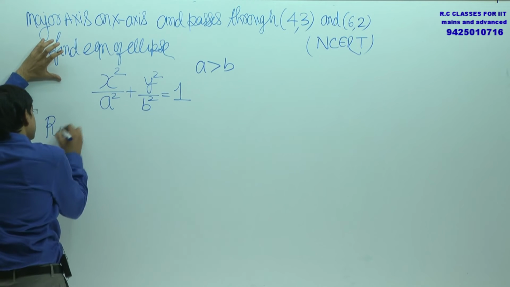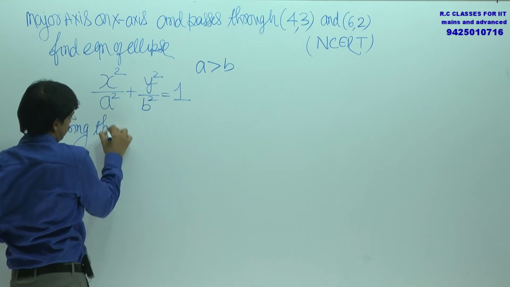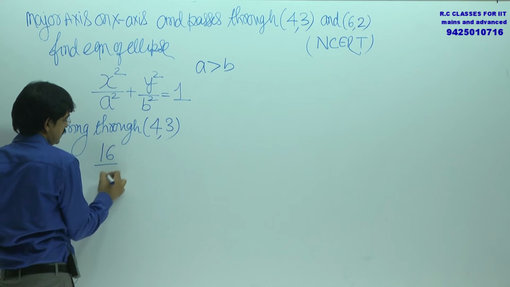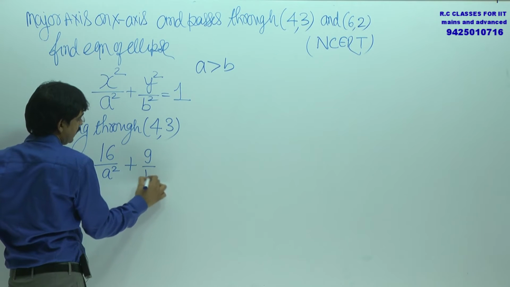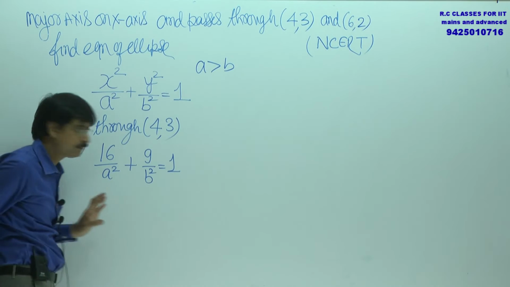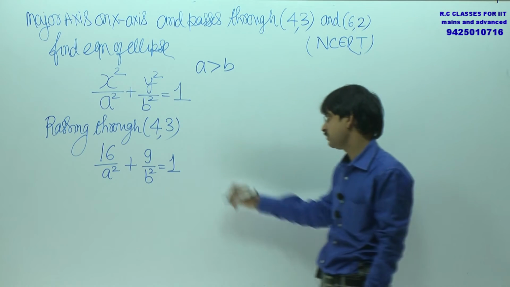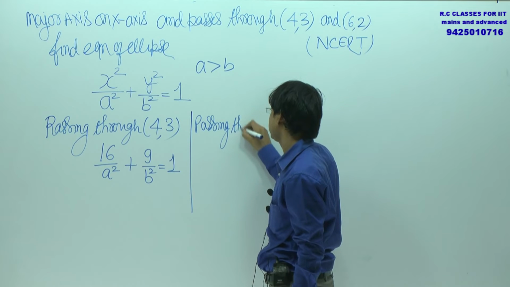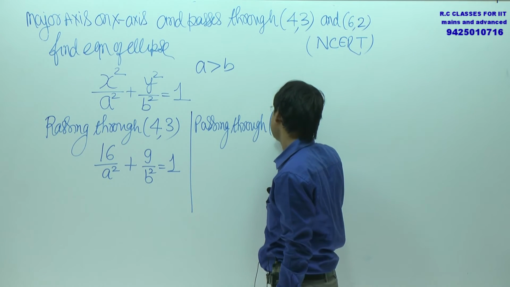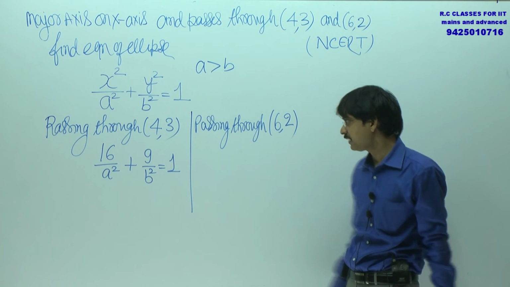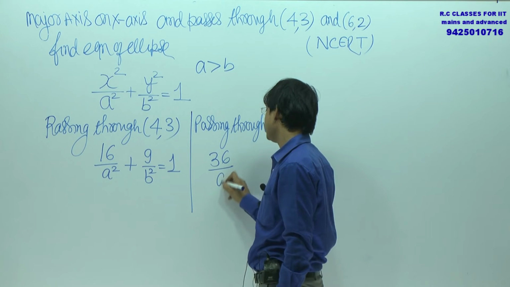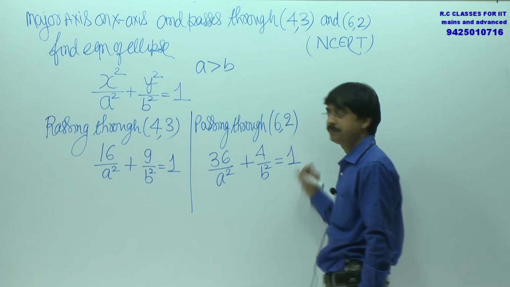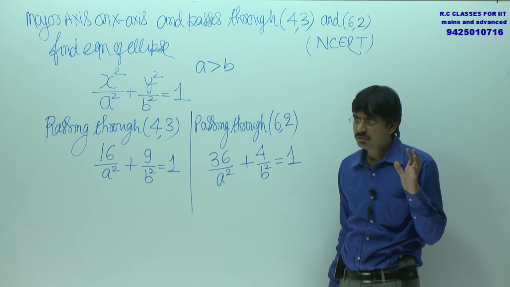(4, 3) से pass कर रहा है, so 16 by a square plus 9 by b square equals 1. (4, 3) आपने satisfy किया, as well as it is passing through (6, 2), (6, 2) भी satisfy कर दिया आपने. 36 by a square plus 4 by b square is equal to 1. सीधी सी बात है, दो equation दो unknown वाला मामला है, आपको solve करना है.